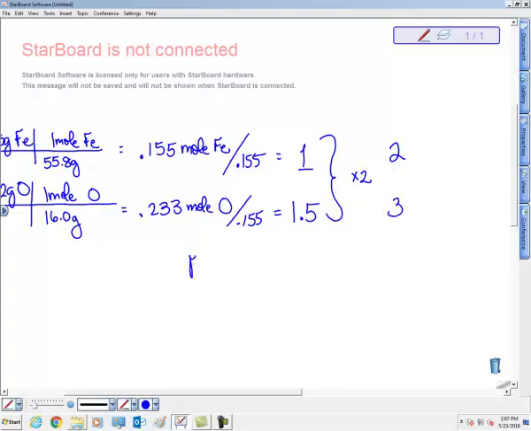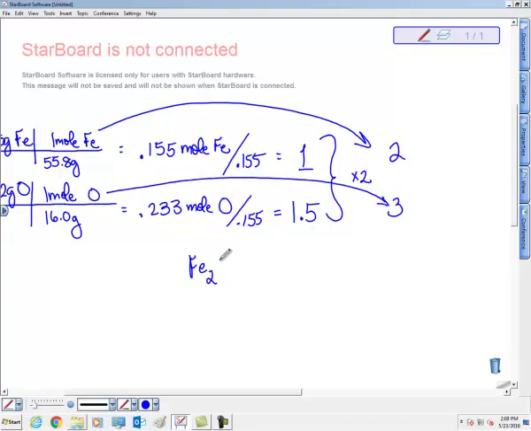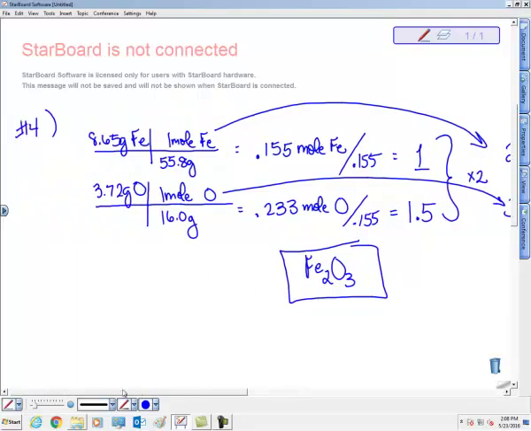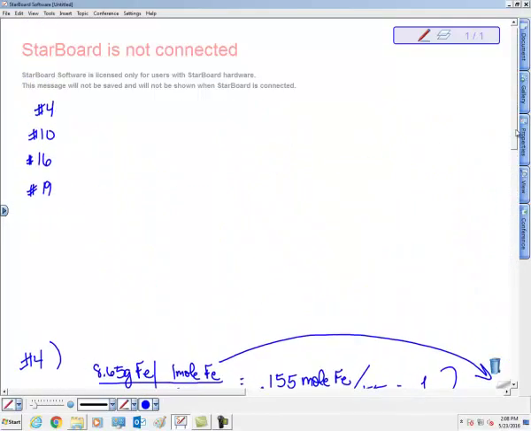So that'll give you a formula. For iron, you've got 2 of them, so I'm going to put a subscript of 2 after the iron, and for oxygen, you have a 3. So we're going to write Fe2O3, and that right there is your empirical formula. Coming back to the original question, just make sure you answered it all the way. It says on question number 4, what is the empirical formula for a compound that has this much iron and that much oxygen? So it sounds like we answered it completely. Alright, so question number 4 is done.